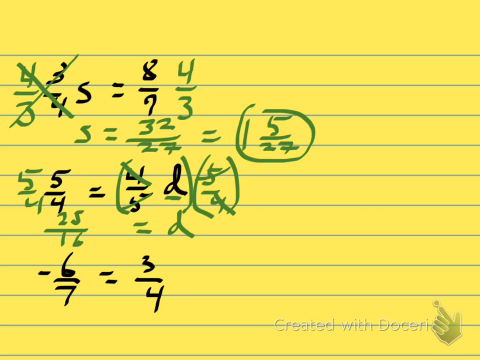Again, it looked like it was going to cancel, but it ends up not canceling. That does need to be reduced. I'm going to put the reducing over here on the right. 16 goes into 25 once, with a remainder of, once again, 9. So it's 1 and 9. The denominator doesn't change, so it's 9/16.